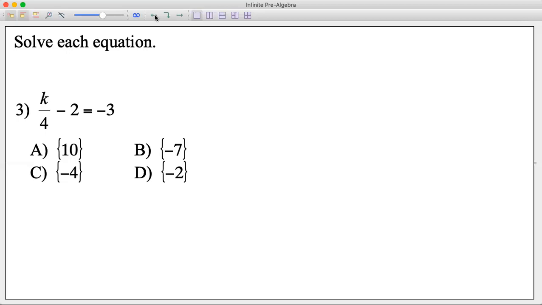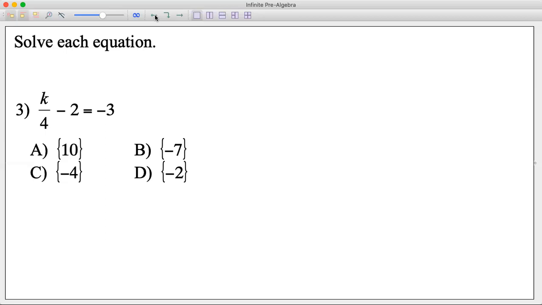Both sides, +2, +2. Same or different signs? Different. Different says subtract. 3 minus 2 is 1. And what it doesn't say up there is more negatives, more positives. Negative. So it's -1. Everybody good on that? Okay. And that equals k over 4.